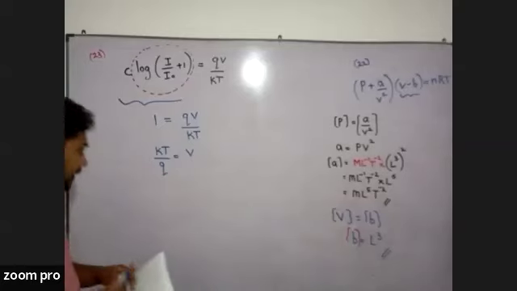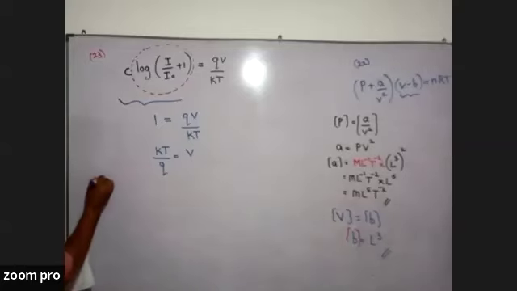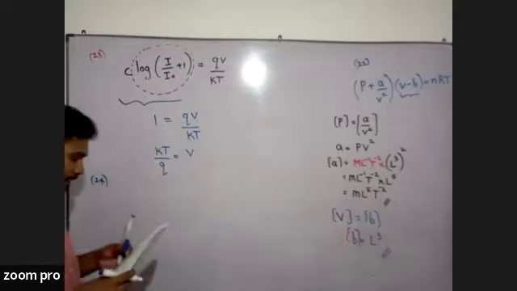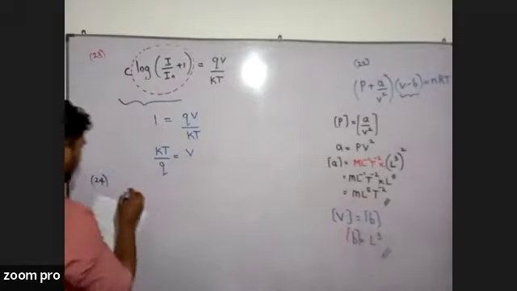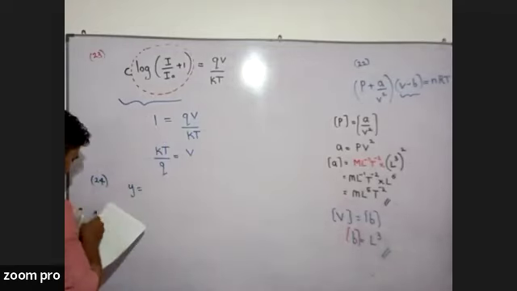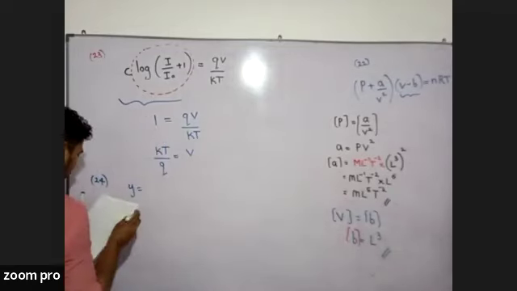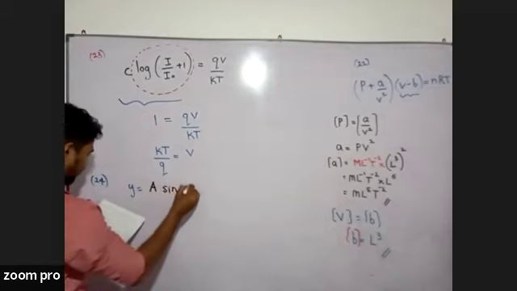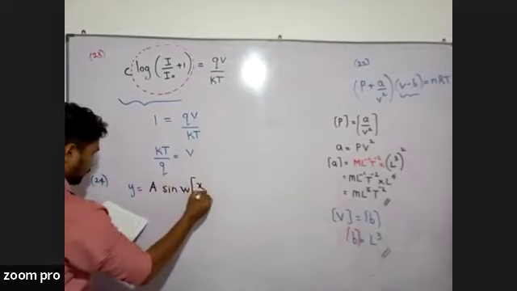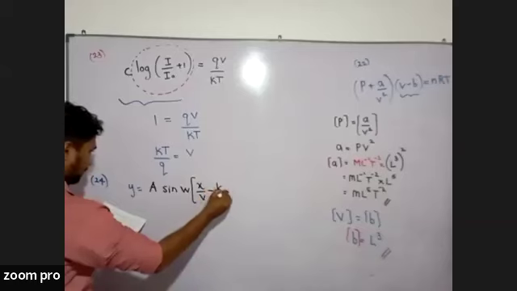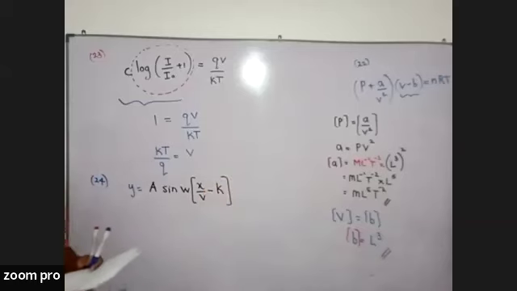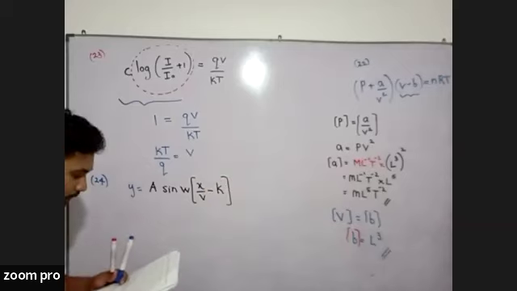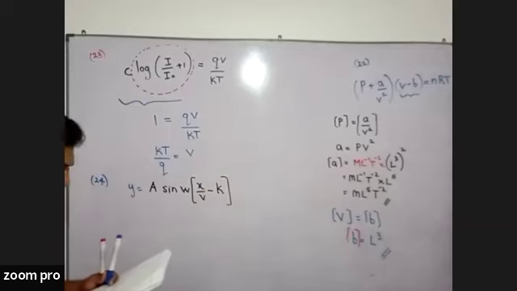So let's move to the 24th question. Consider the following equation, that is y equal a sine of w x over v minus k, right? In this equation, w is the angular velocity, v is the linear velocity. What are the dimensions of k?